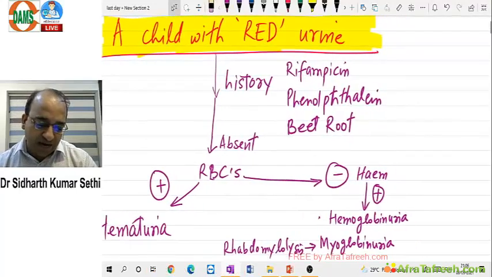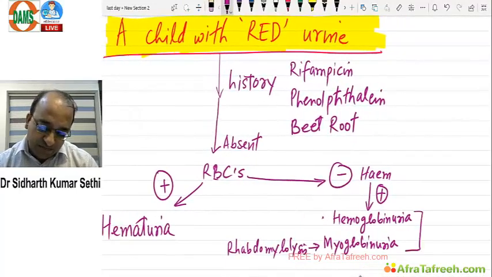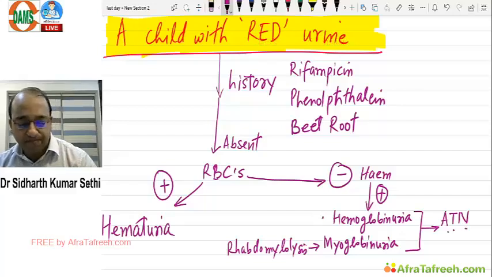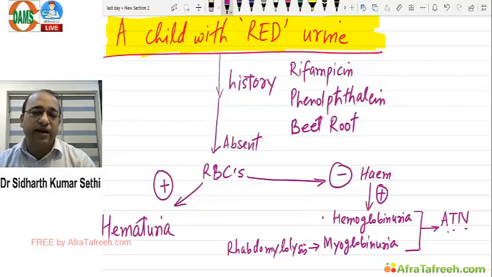So both of these are endogenous toxins which can cause acute tubular necrosis in the kidneys. Okay, so these are endogenous toxins, heme and myoglobin. They are endogenous toxins which can cause tubular necrosis.